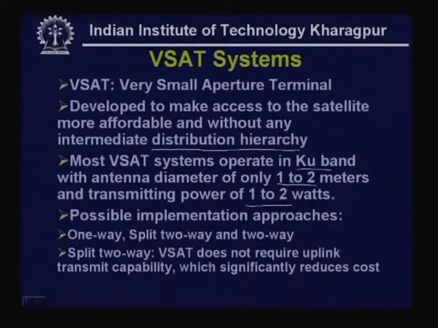The satellite only sends data in the downward direction using broadcasting or some other technique. There is no uplink transmission from the ground station to the satellite, and that communication is done with the help of some other system. It can be PSTN, public switched telephone network, or a cellular telephone network, or whatever it may be. So that is how a split two way system works, which does not require uplink transmit capability, and that makes it simpler. So this is used in many situations.